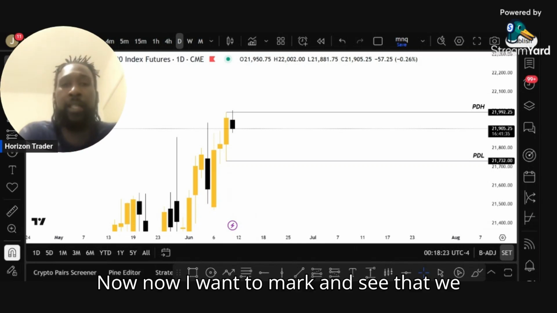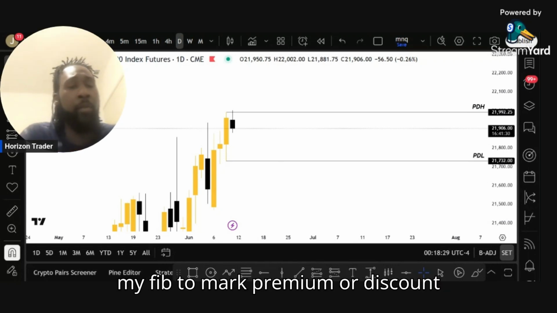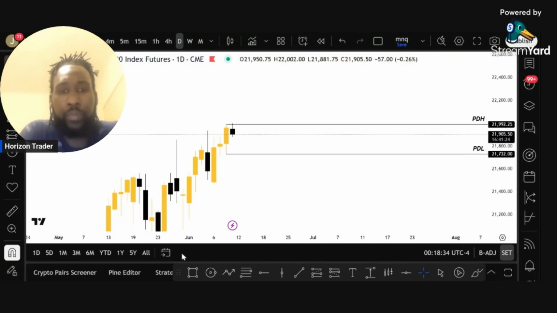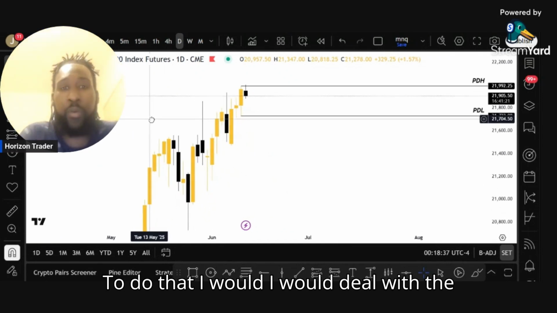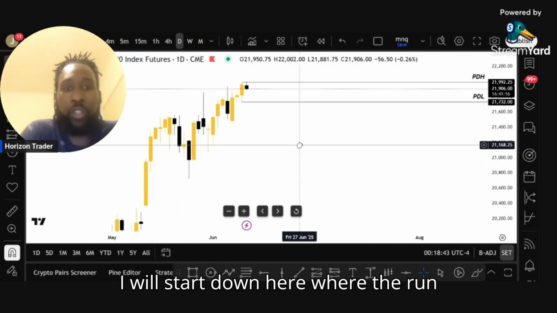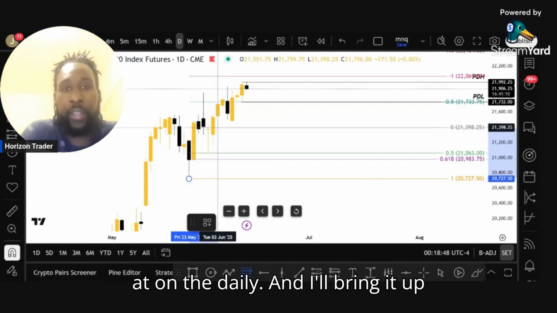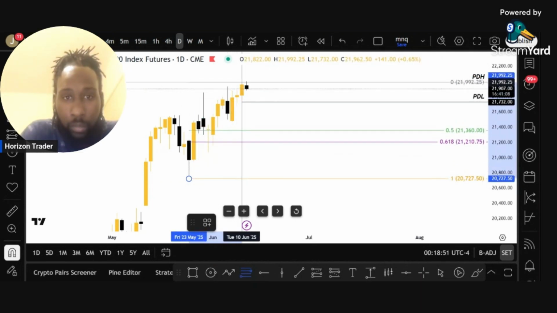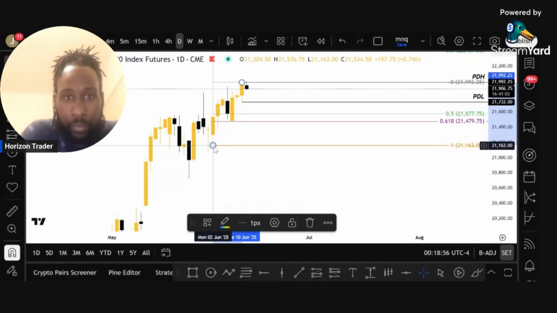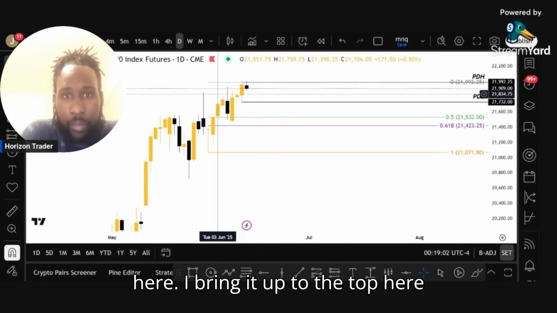Now when I mark and see if we are in premium, I want to use my fib to mark premium or discount zones. To do that, I would deal with the range here. I will start down here where the most recent run started on the daily, and I'll bring it up to the top here. My fault, y'all. So this is the most recent run right here. I bring it up to the top here.